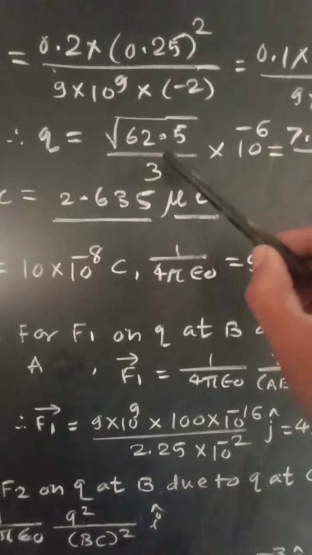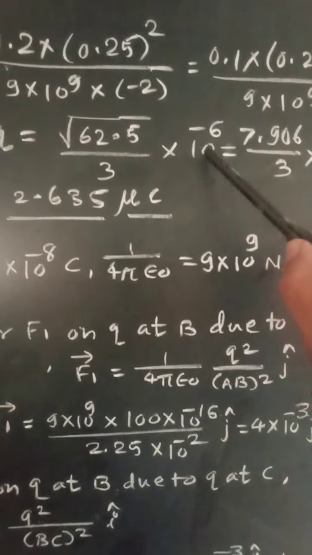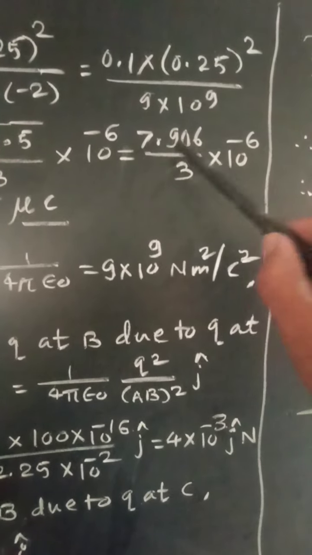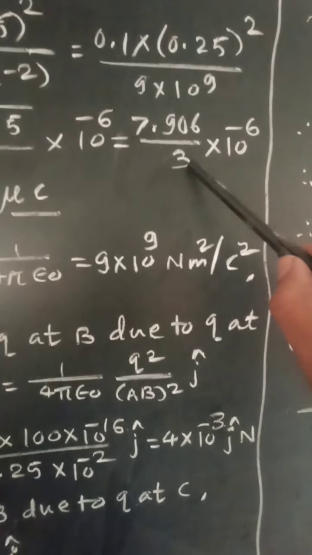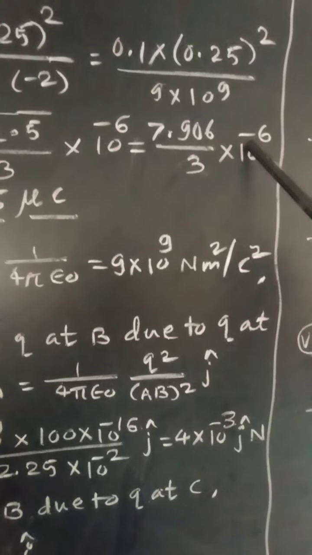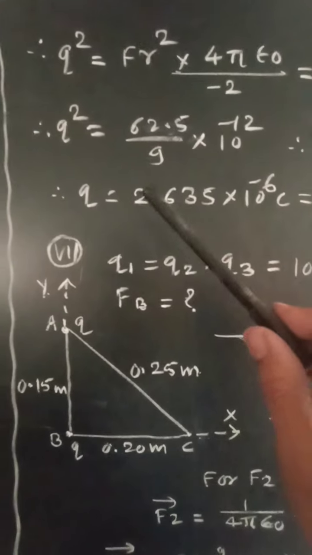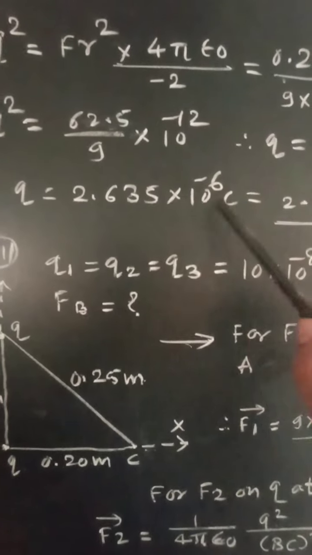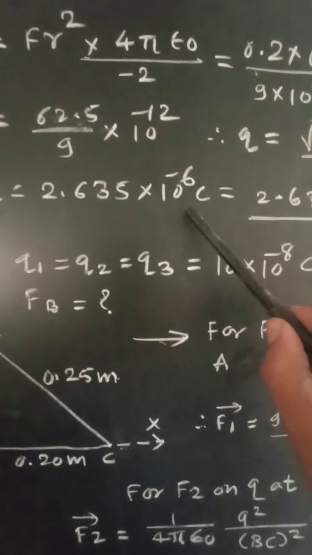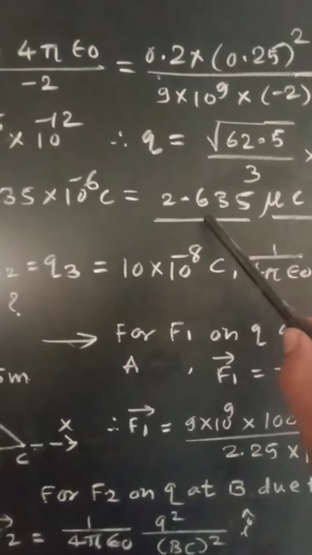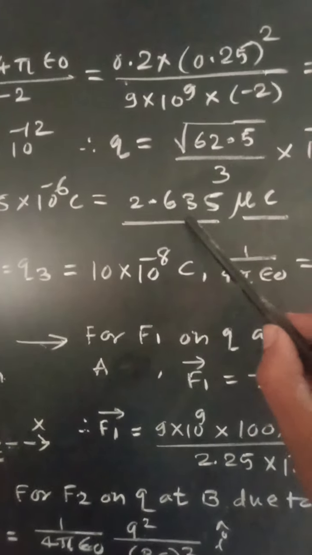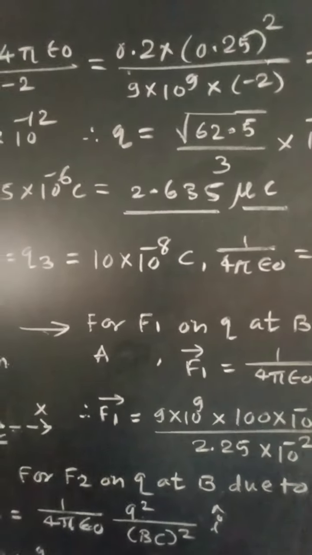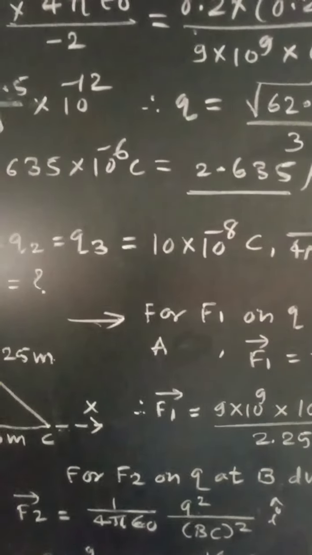62.5 under root, divided by 3 into 10 raised to minus 6, which comes out to be 7.906 upon 3 into 10 raised to minus 6, and therefore that q will be written as 2.635 into 10 raised to minus 6 coulomb, which comes out to be 2.635 microcoulomb, and this will be the required charge.